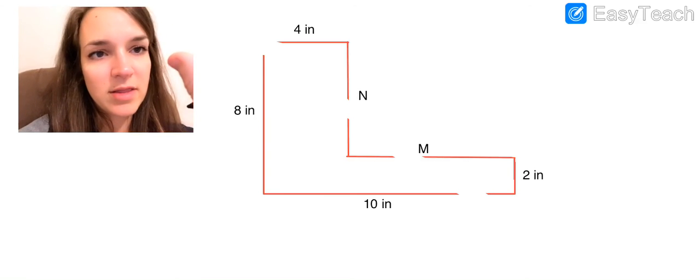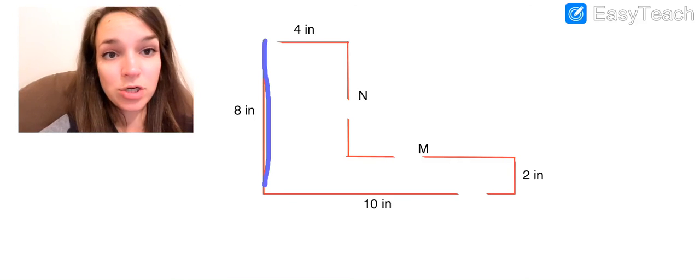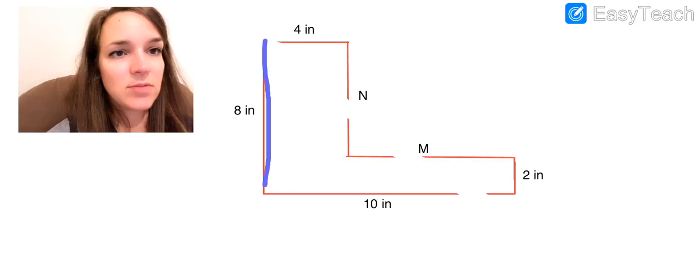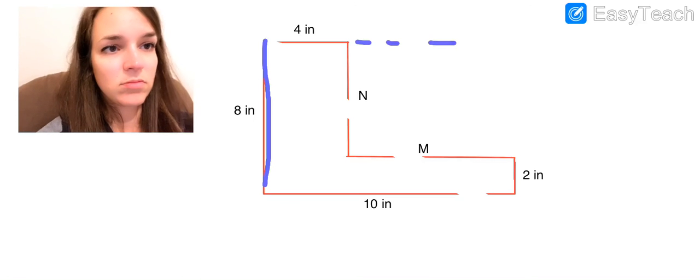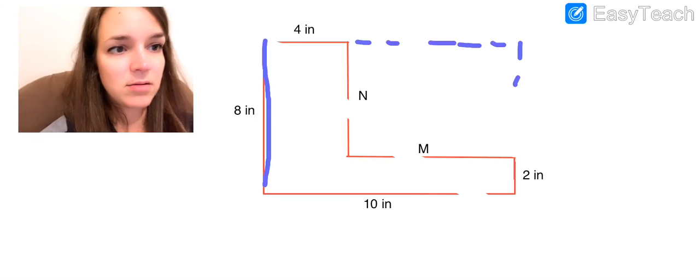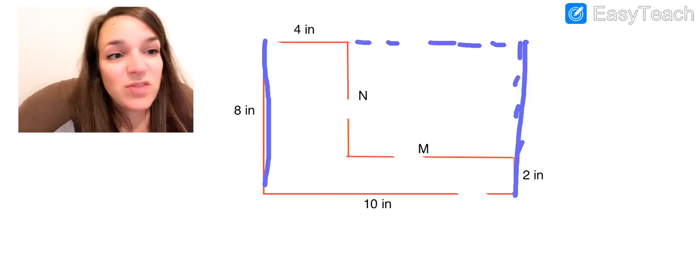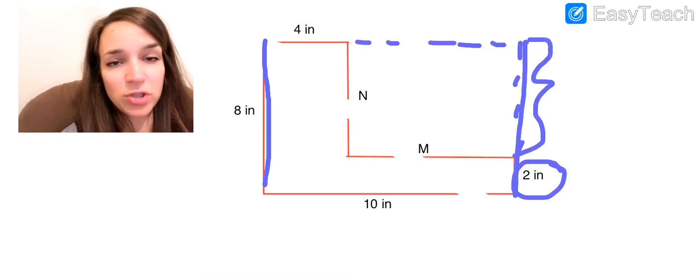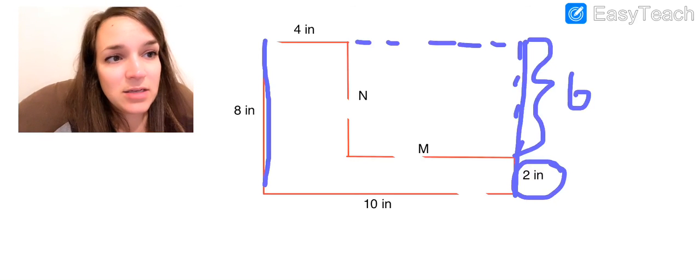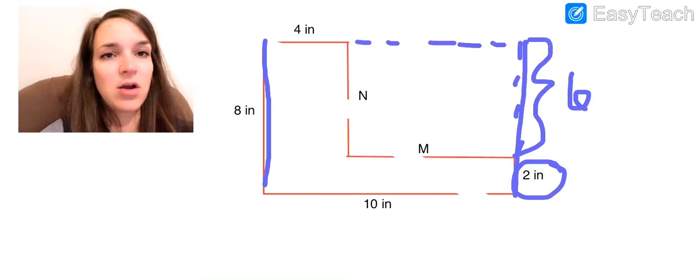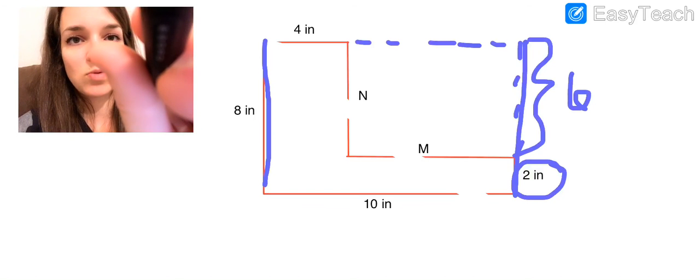So if I know that this side over here is 8 inches, then that tells me that, remember, I've got my little pretend side, that this side over here also has to be 8 inches. So the little piece that I know is 2, then the unknown portion has to add to 2 to give me 8. So that would have to be 6. Awesome. Let's look at the next one.